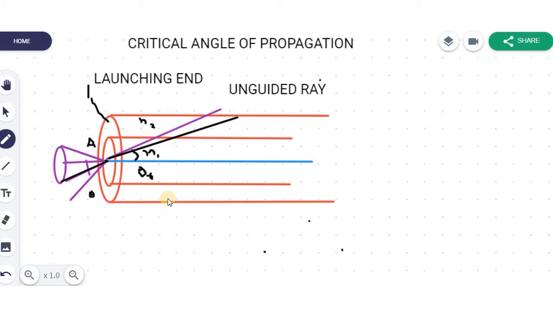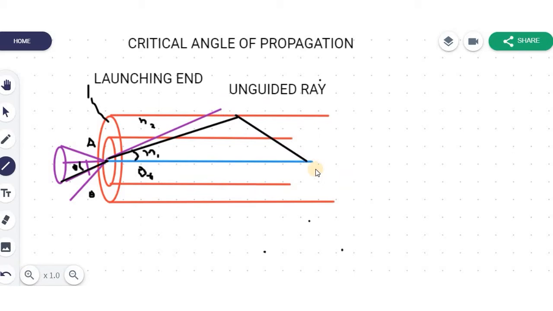And the angle of incidence, I'll name it as theta. This is my angle of incidence, that is theta. This also was theta, and here I'm going to name it as theta. And the ray which is along the surface of the cone makes an angle theta r, and it undergoes the phenomenon of total internal reflection.